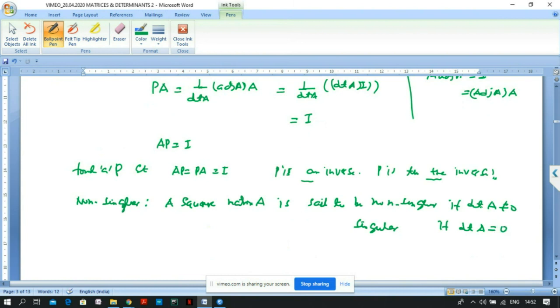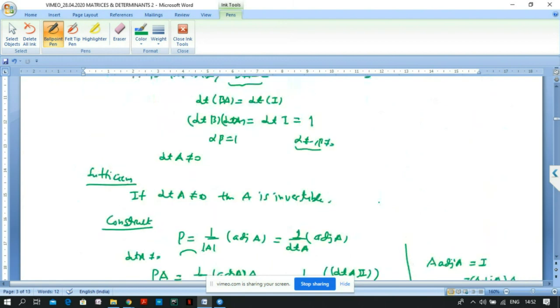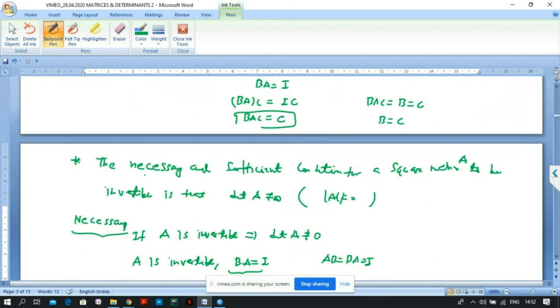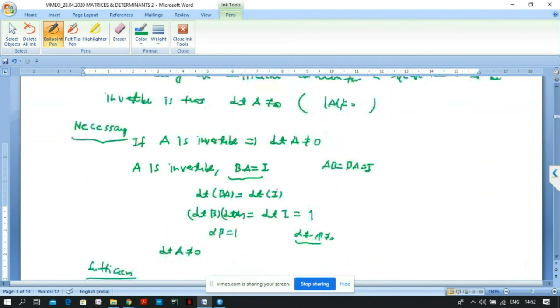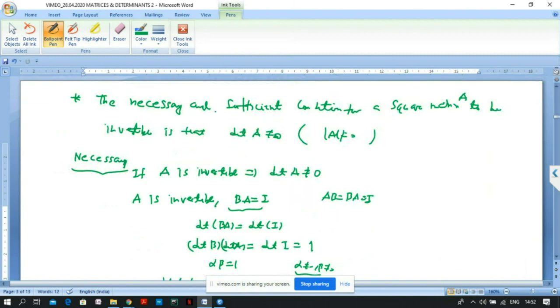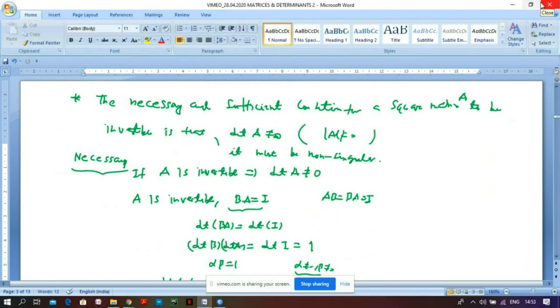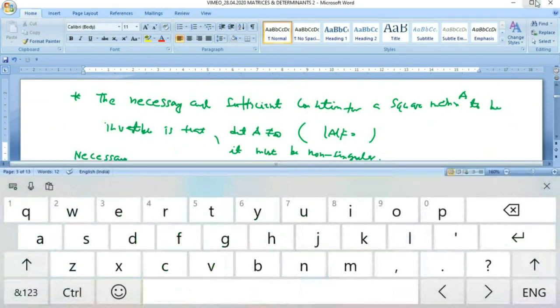With this terminology, we can express the previous theorem: the necessary and sufficient condition for a square matrix A to be invertible is that det of A is not 0. We can say that a square matrix A is invertible if and only if it is non-singular. So we will use them interchangeably. Non-singularity and invertibility both mean the same thing, because one implies the other and the other implies the one.